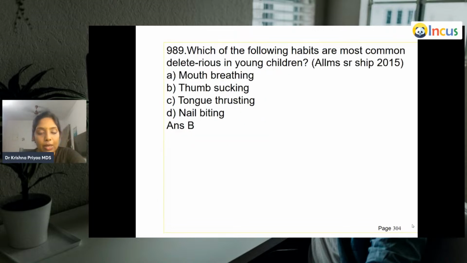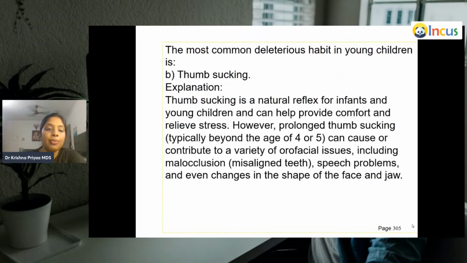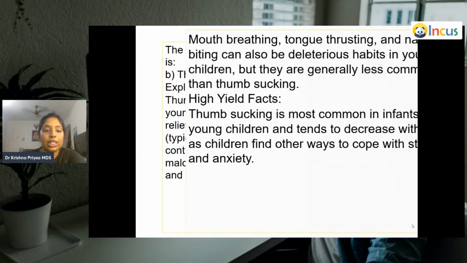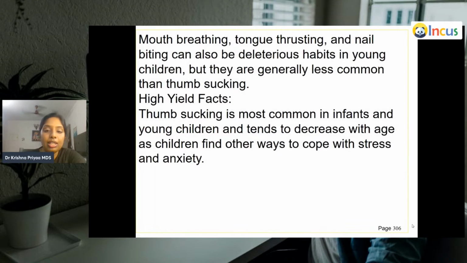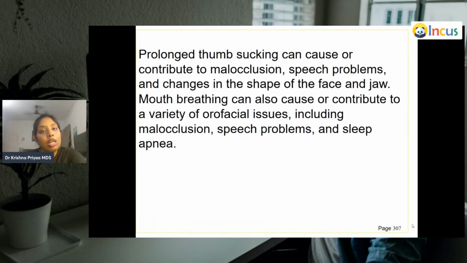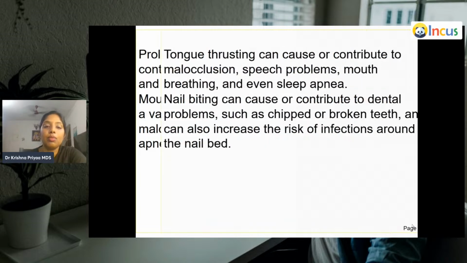The answer is thumb sucking, which is very commonly found in the general population. It's a natural reflex for patients that we've already seen. What is the cause of it and what is the effect of it? It's most common because that's the way they cope with stress and anxiety. Prolonged thumb sucking can also cause malocclusions like open bite, speech problems, and may result in mouth breathing, which may result in sleep apnea conditions.